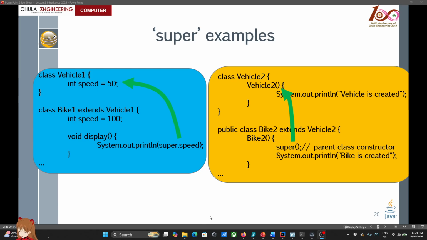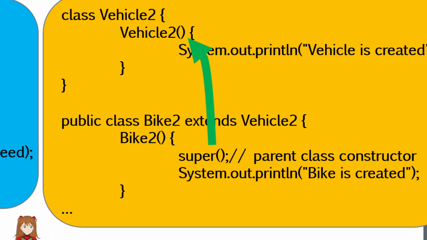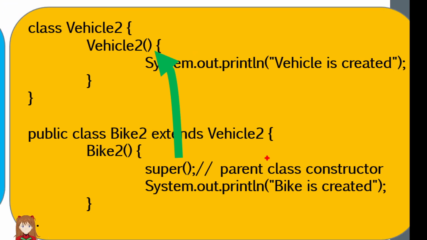The next example, let me zoom in on this one. This example has class Vehicle2, and Byte2, which extends Vehicle2. Vehicle2 has its constructor, where the constructor just prints that vehicle is created.